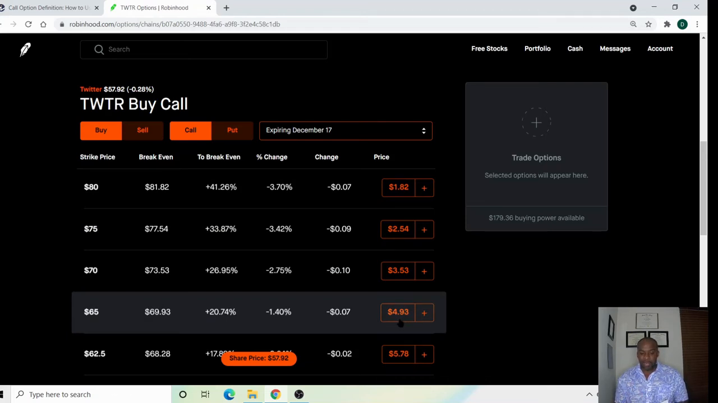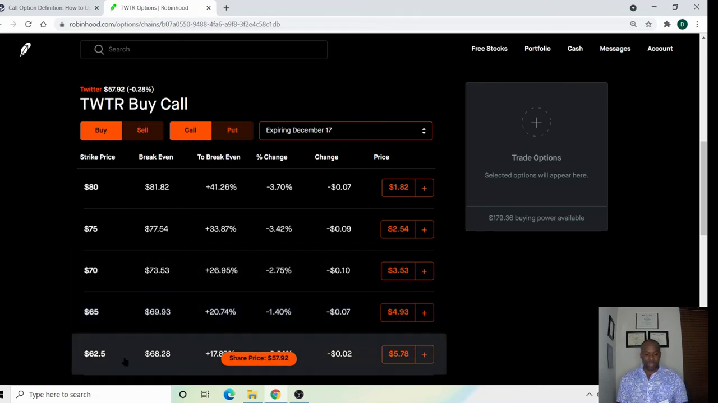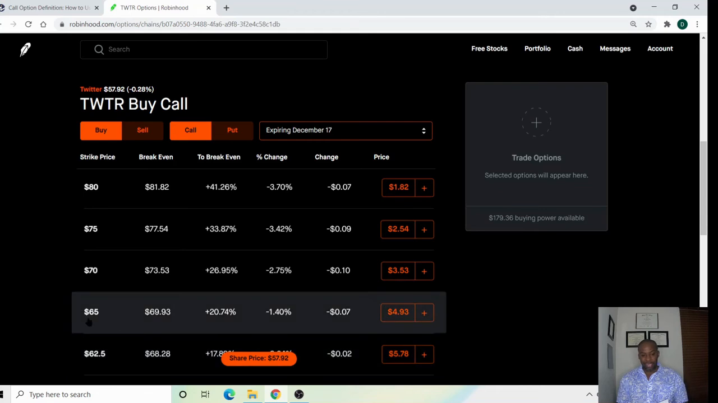and I'm actually up a small profit already. Bought, I believe it was $4.70, and now it's $4.93. So I made a small profit, and I bought 10 contracts. So as the price of Twitter continues to creep up closer and closer to 65, and this premium continues to go higher and higher, I'm going to continue to be making a profit.